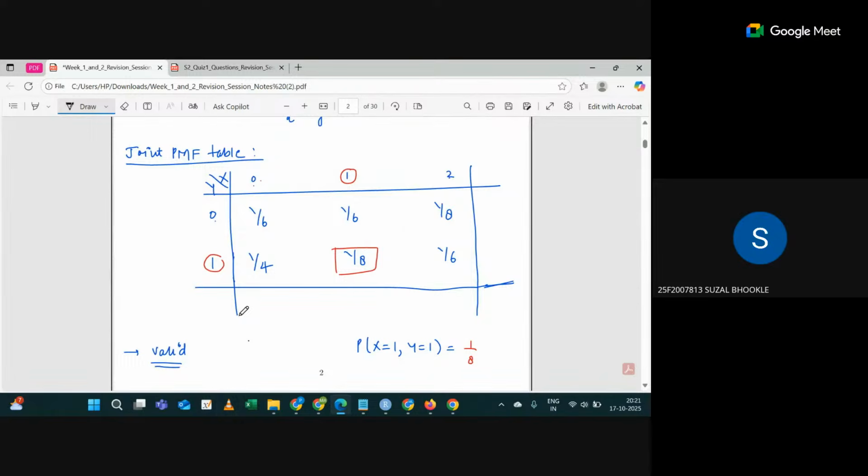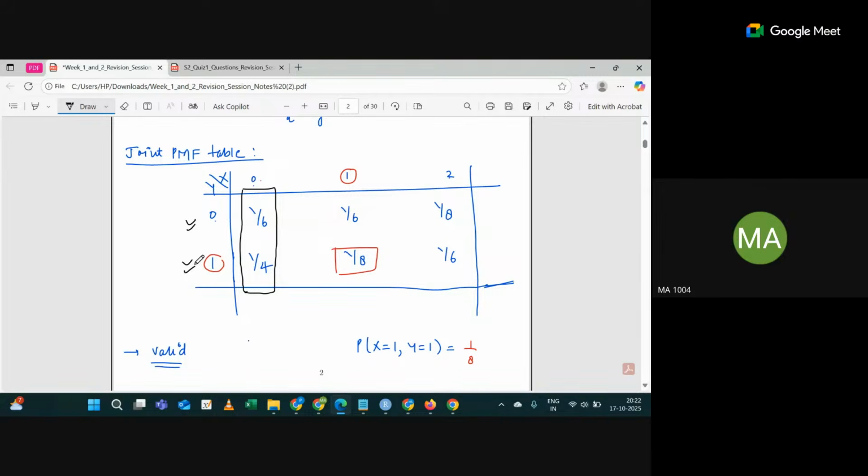Probability x equal to 0 will be 1 by 6 plus 1 by 4. Basically, this means I'm interested in this column, right? Yes. What is the probability x equal to 0? So x equal to 0 means it may be 1 by 6 or 1 by 4, correct? This means we are adding for the possible values of y, for the range of another random variable.